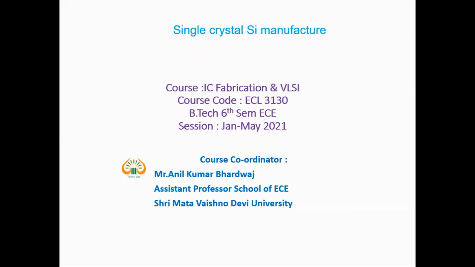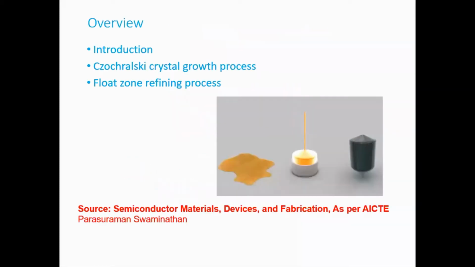We are discussing the single crystal silicon manufacturing process. Till date, we have discussed how you get the raw material quartzite, convert it into metallurgical grade silicon, followed by electronic grade silicon. The problem with electronic grade silicon is that it is amorphous in nature. That means it does not have proper crystal geometry orientation.